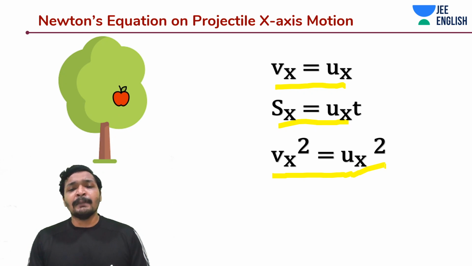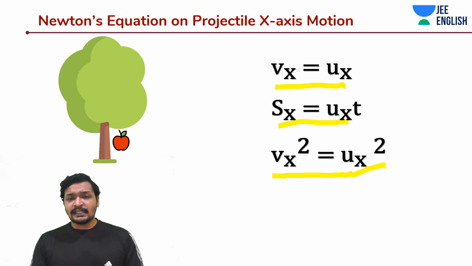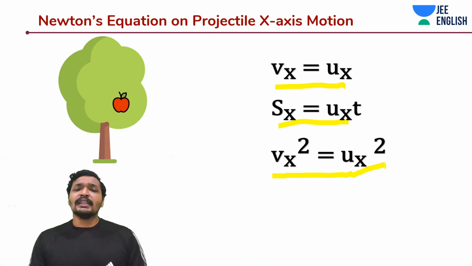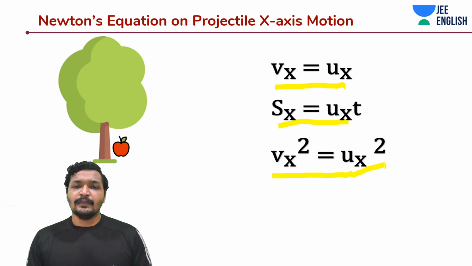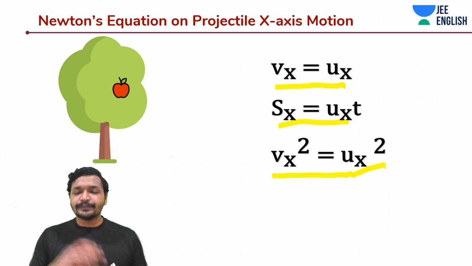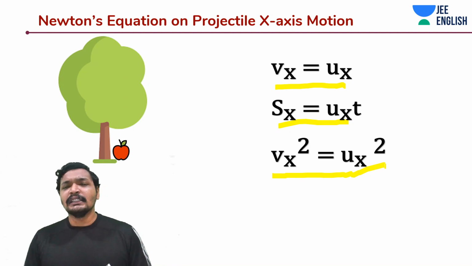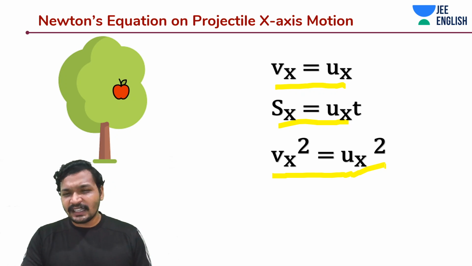For a level plane projectile motion, similarly the distance traversed along the x-axis is going to be ux into t, the total time of travel. What about the y-axis? It is going to vary, right? In the y-axis there is gravity.